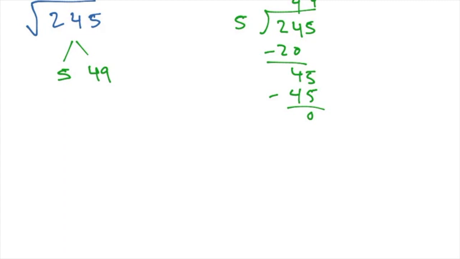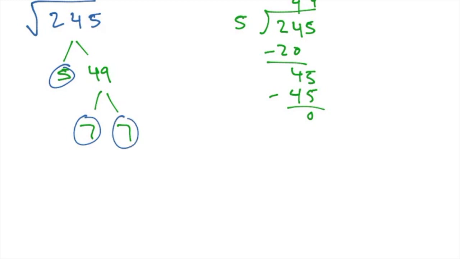But 5 is a prime number, so I'm done with that. I can't break down 5 anymore. But can I break down 49? What two numbers do you know will give you 49? 7 times 7. So now I can't factor anything else because this 7 is a prime and this 7 is a prime.